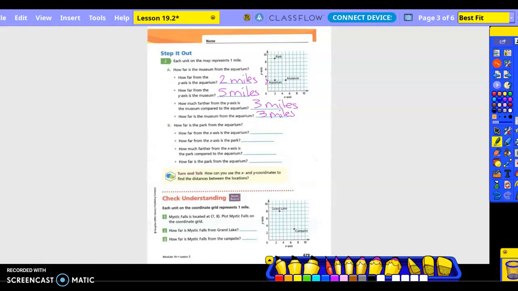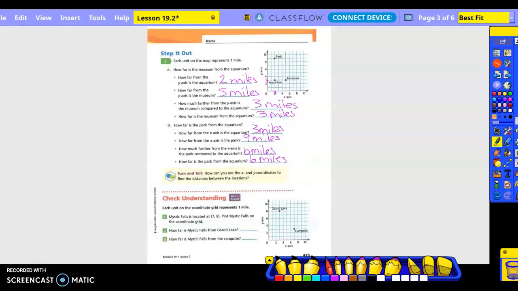So how far from the x-axis is the aquarium? So right here, how far is it from there to there? 3. Okay. How far from the x-axis is the park? 9. How much further from the x-axis is the park compared to the aquarium? So how far apart are they? 6 miles.